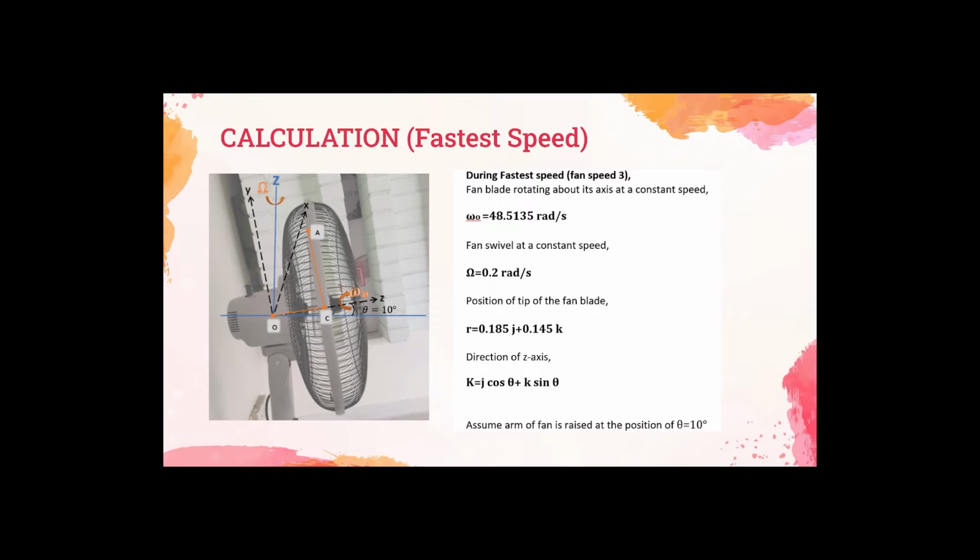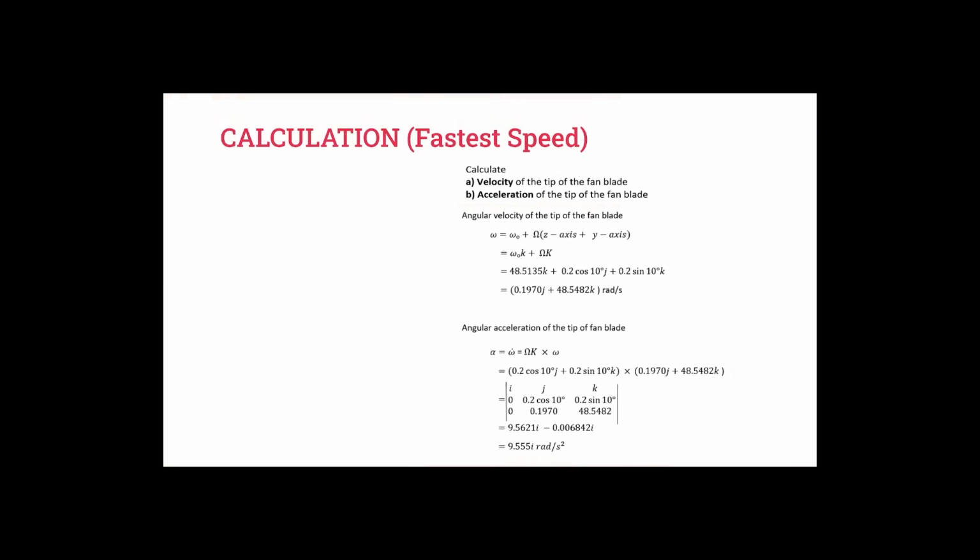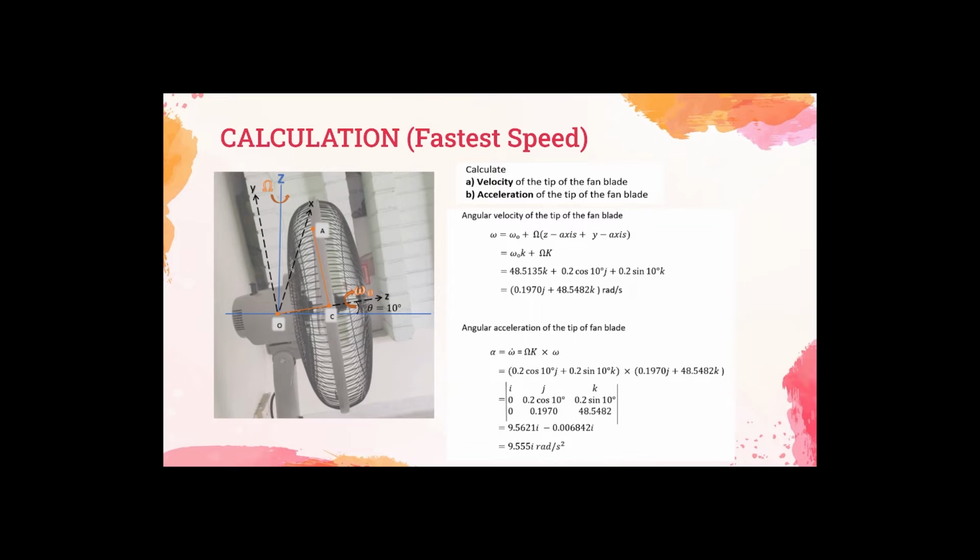And we assume that the arm of the fan is raised to a position of 10 degrees. Knowing all those parameters, we can now calculate the velocity and the acceleration of the tip of the fan blade. Before we calculate both of those, we have to calculate the angular velocity and the angular acceleration to get the velocity and acceleration of the tip.